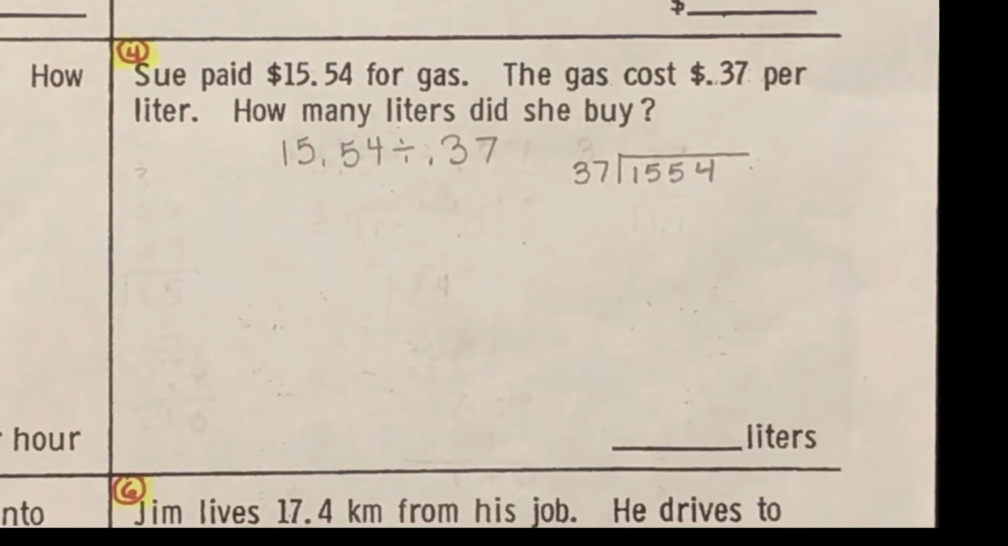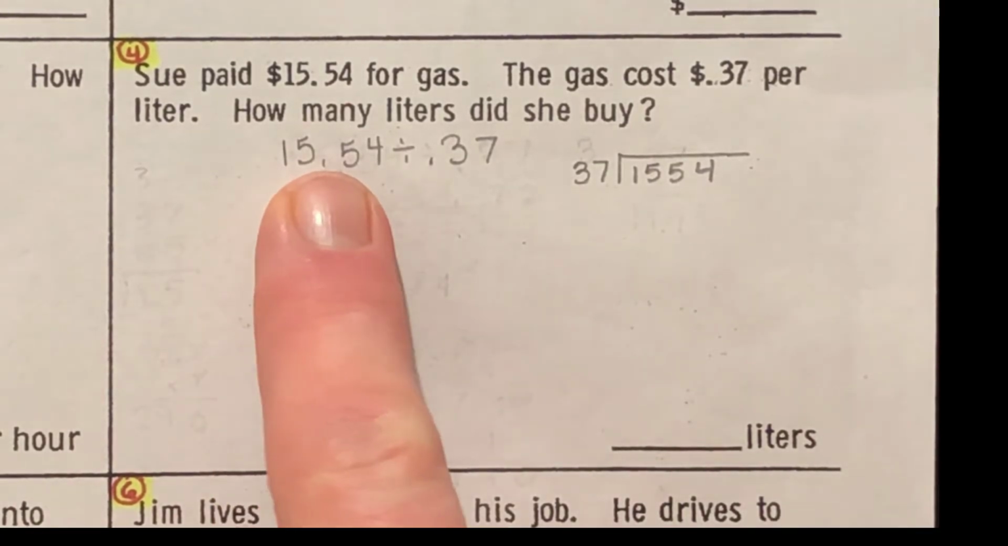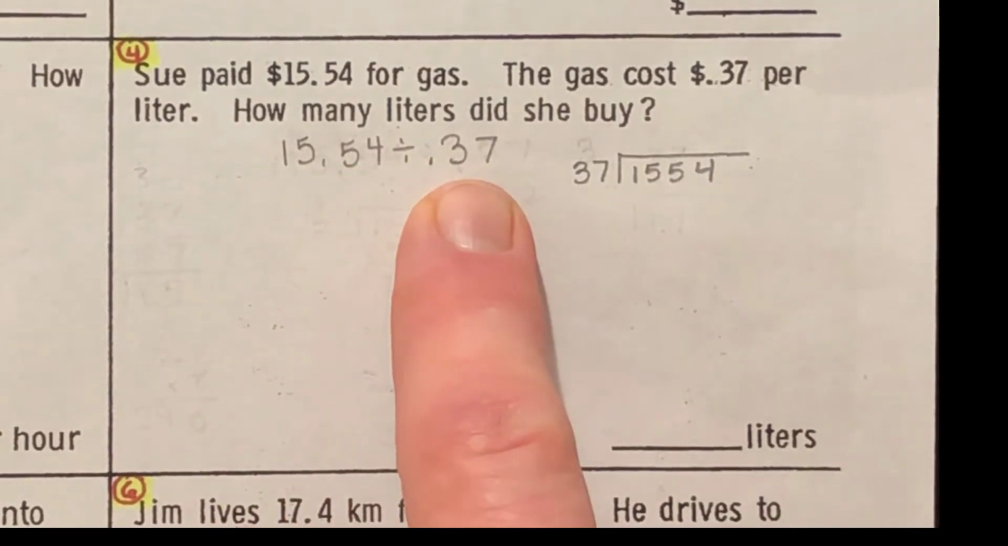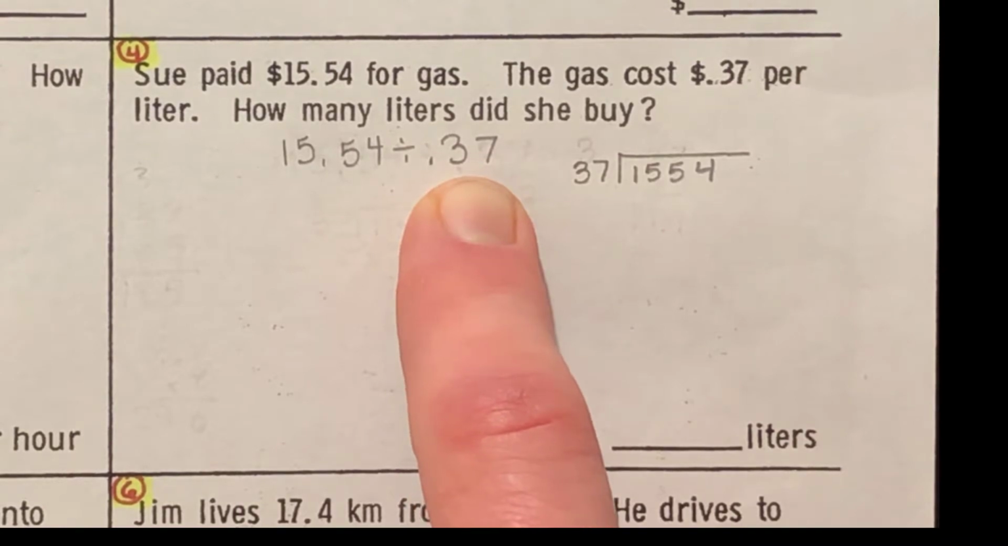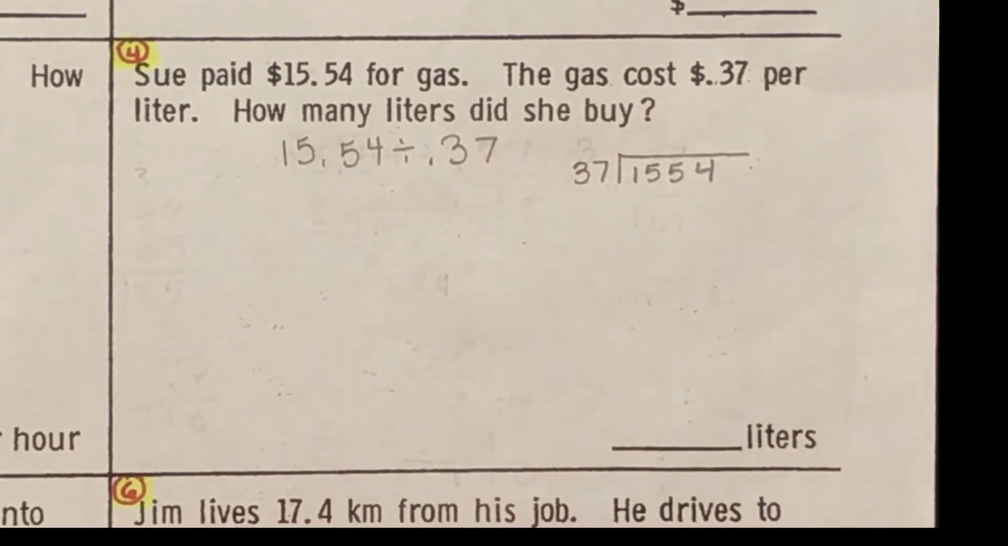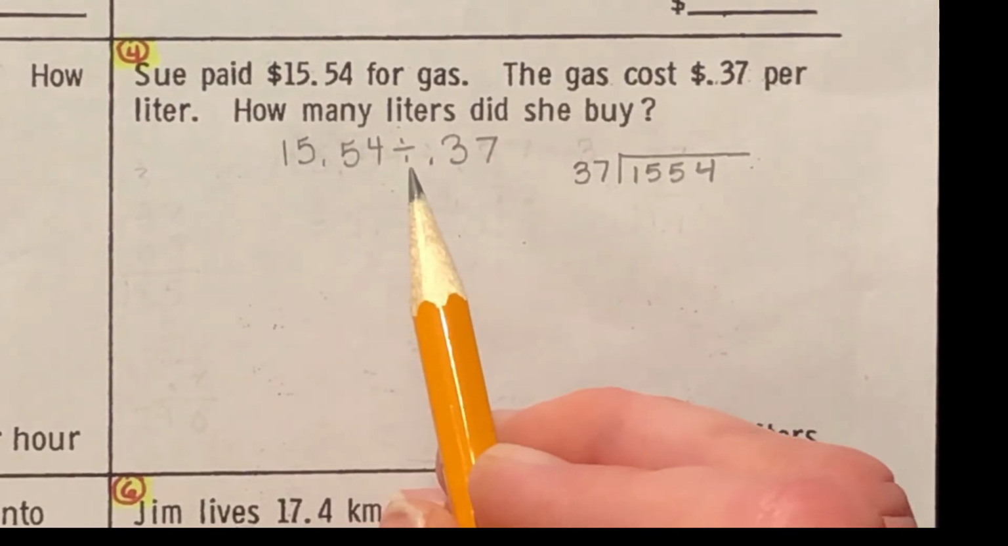Sue paid $15.54 for gas. The gas cost 37 cents per liter. How many liters did she buy? We will start with the full amount she paid. We will divide the amount she paid by the cost for every liter. And that will tell us how many liters that was. So this is a division.